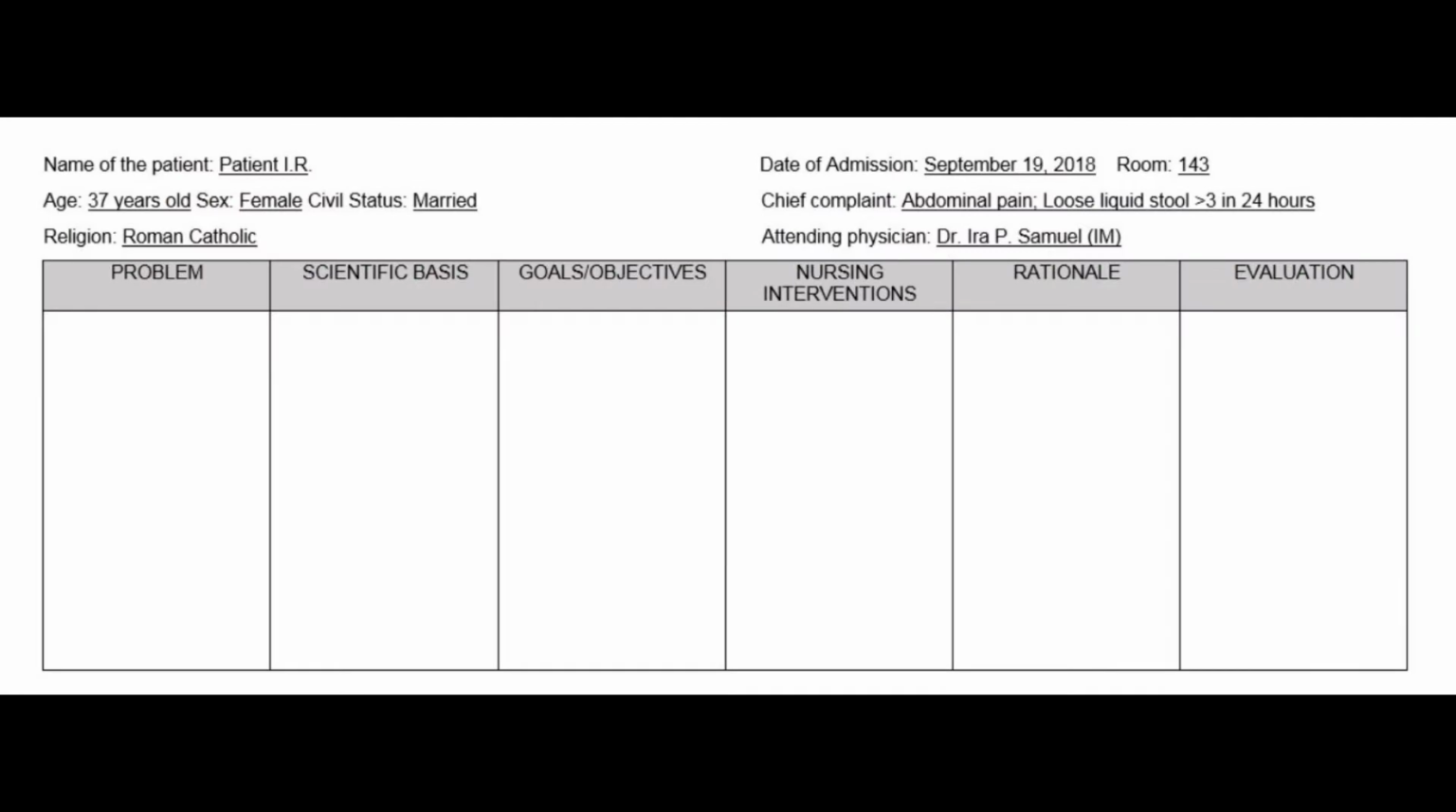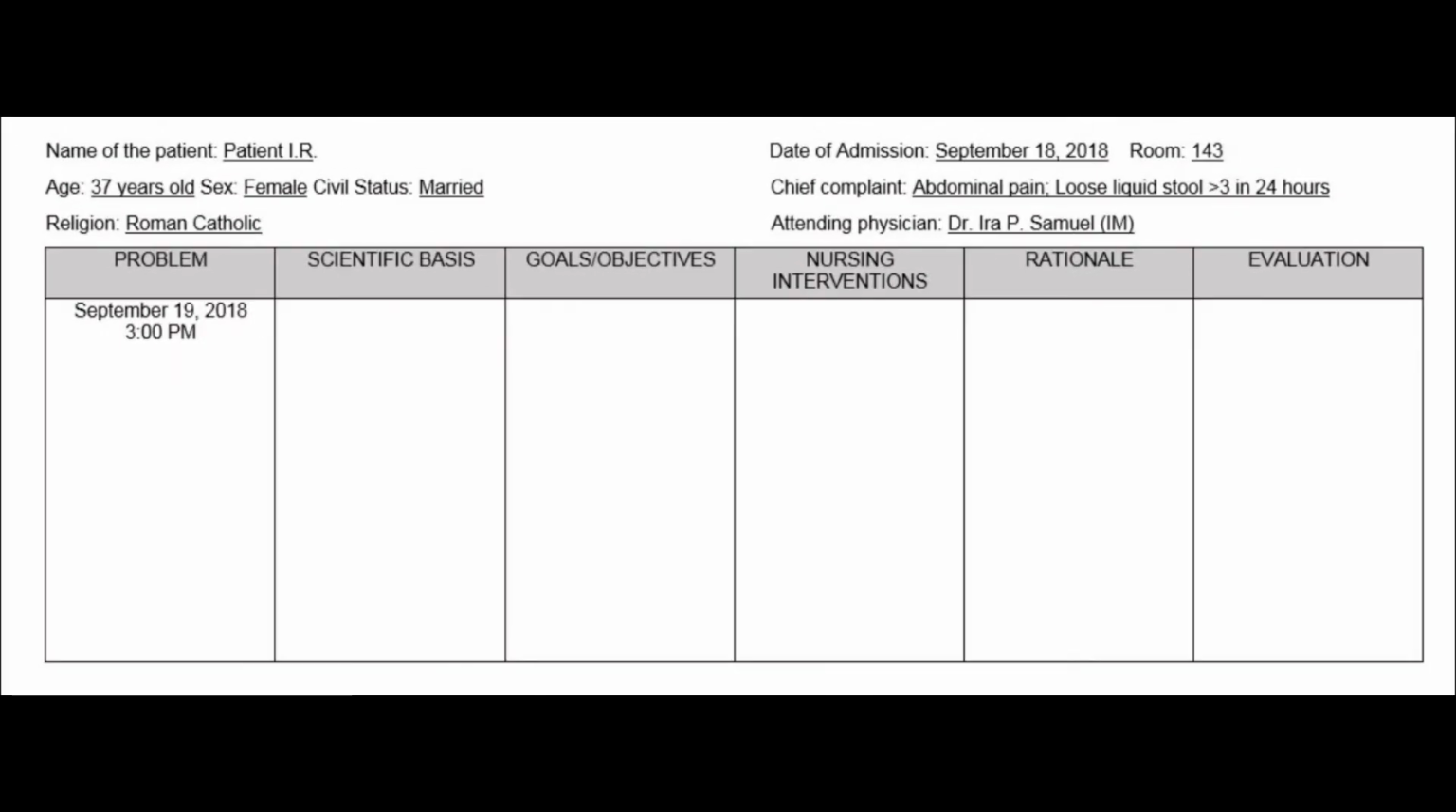When writing the nursing care plan, always start off with the name of the patient. Take note that you only need to write the initials rather than his or her full name. This is to protect his or her identification. Next is the age, sex, civil status, religion, the date of admission, room number, chief complaint, and the attending physician.